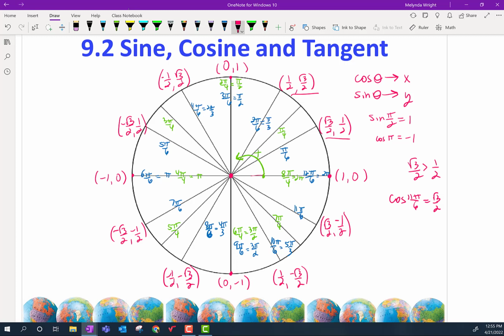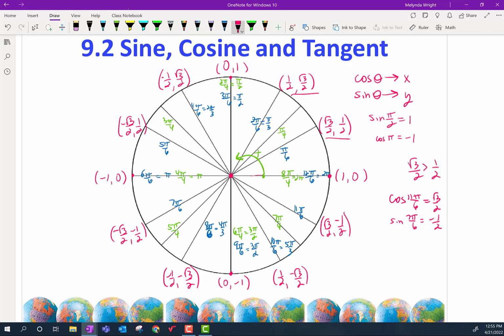Okay. And if I asked you, well, what is sine of 7 pi over 6? So we'd look over here at 7 pi over 6. Sine is associated with the y coordinate, and that would be negative 1/2.